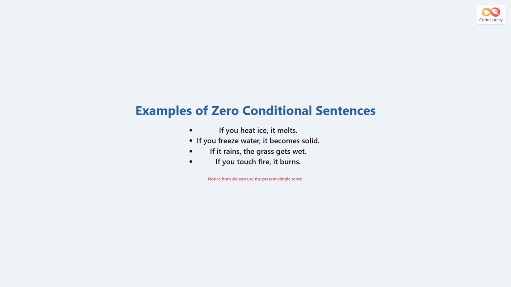Here are some clear examples of zero conditional sentences. If you heat ice, it melts. If you freeze water, it becomes solid. If it rains, the grass gets wet. If you touch fire, it burns. Notice that both parts of the sentence use the present simple tense.